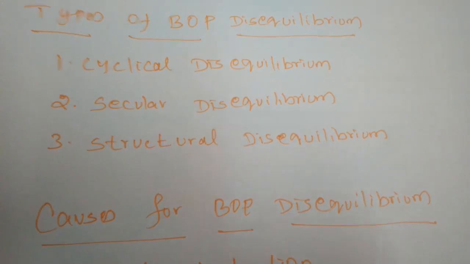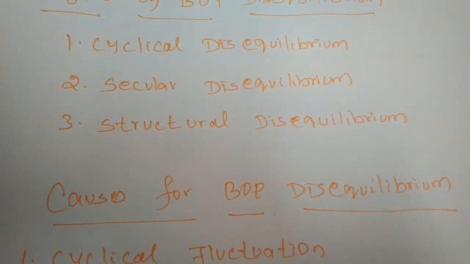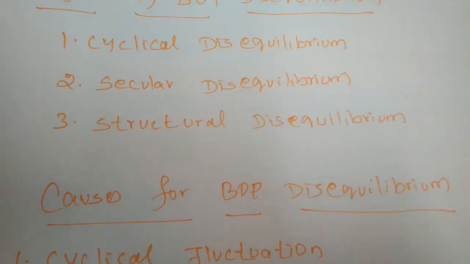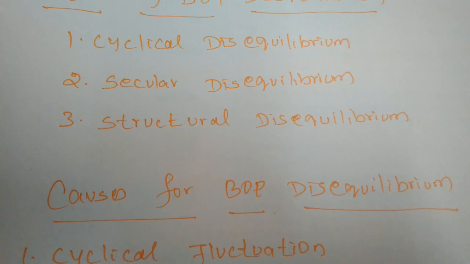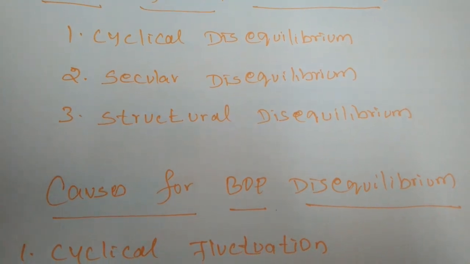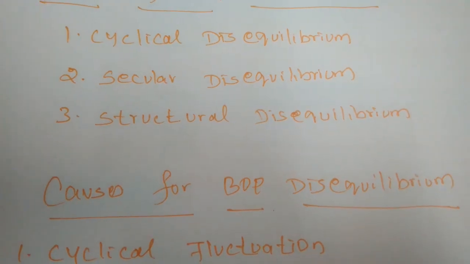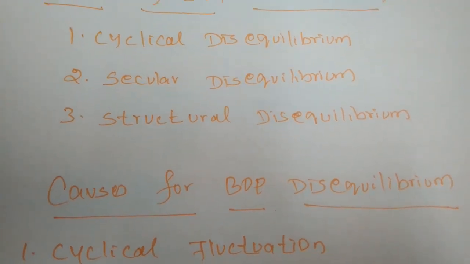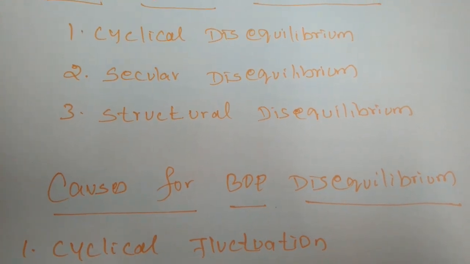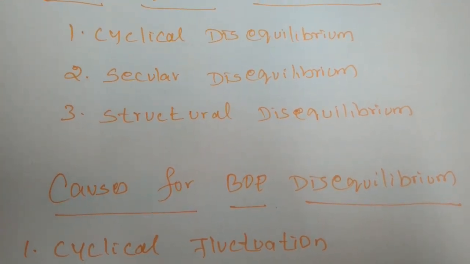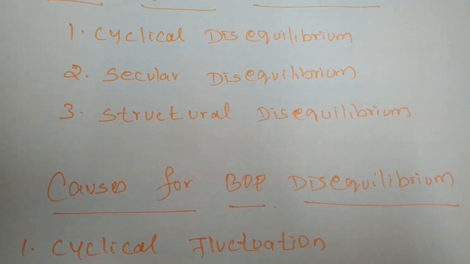Next, the structural disequilibrium. Structural changes in the economy may also be reasons for balance of payment disequilibrium. The structural changes include the development of alternative sources of supply, the development of better substitutes, the exhaustion of productive resources, or changes in transport routes and cost.